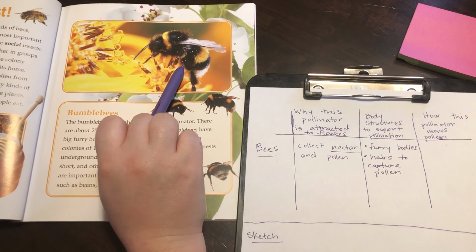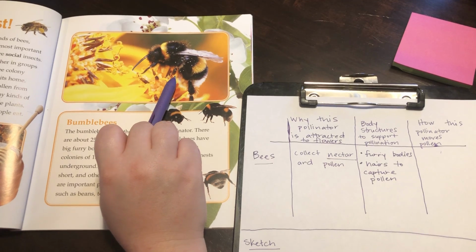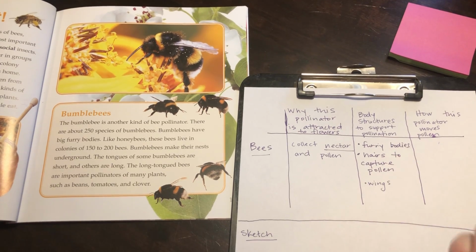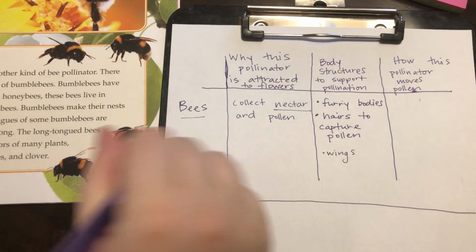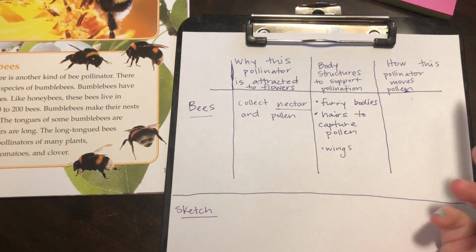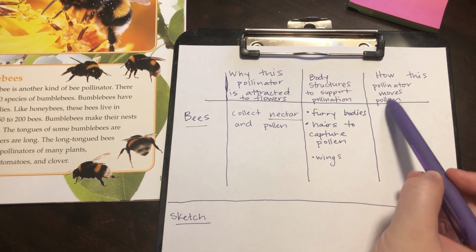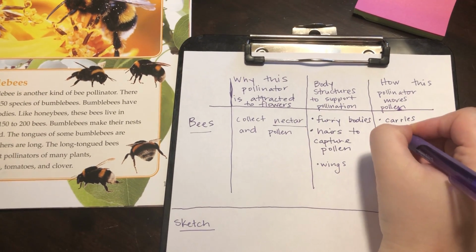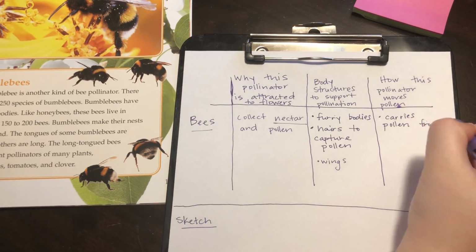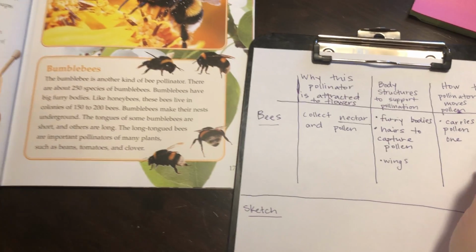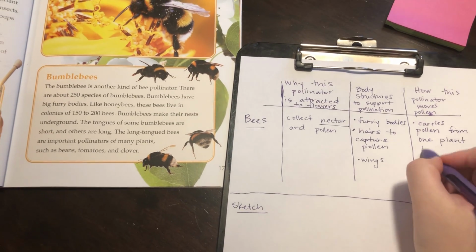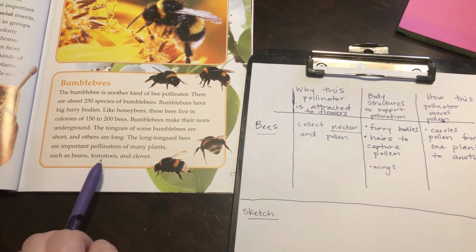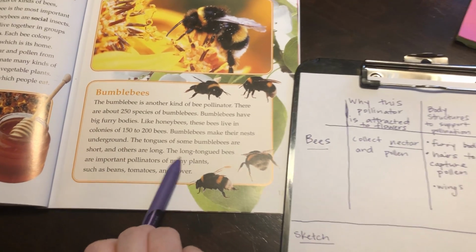And I'm also thinking, how do the bees get from one flower to another? What do you notice that the bee has that'll allow it to travel? Yes, wings. So bees can fly from one flower to another. And so that actually leads us to our last column, how this pollinator moves pollen. And you can say that it carries pollen from one plant to another.